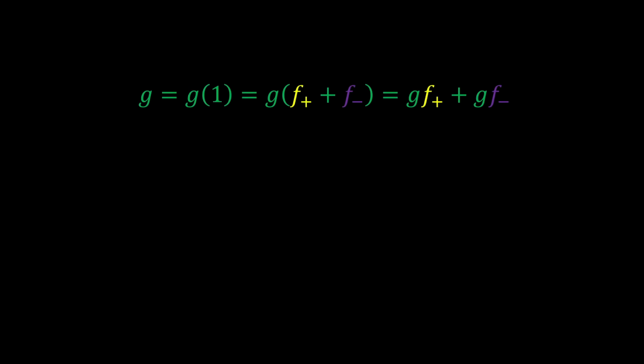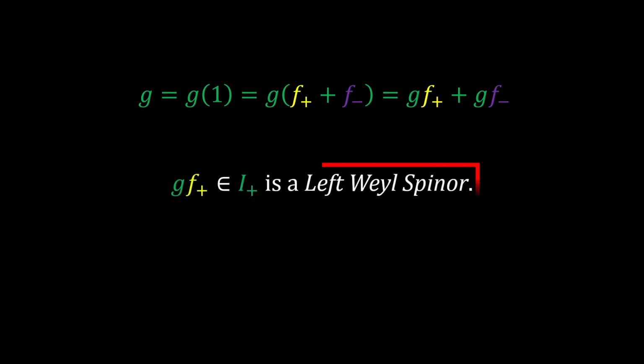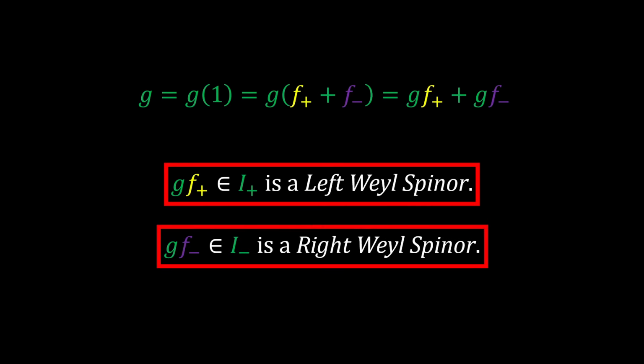Notice that a general element is itself times the number 1. Because the projectors added together equal 1, the element G is split into two inequivalent ideals. The portion multiplied by f plus is a left Weyl spinor, and the portion multiplied by f minus is a right Weyl spinor. Therefore, any object in the APS is a sum of a left and right Weyl spinor.